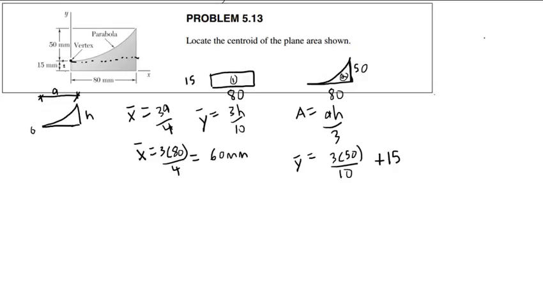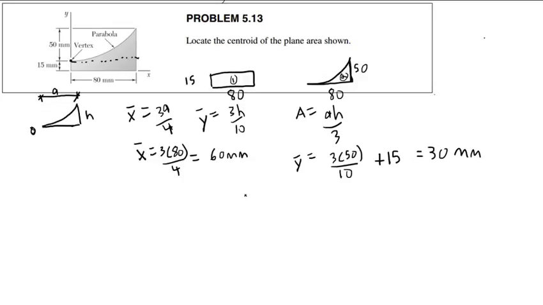See, I need to add the fifth. This formula is defined. This is the danger of using formulas. You always need to be very cognizant of where the origin is. In this formula that the book gives us, the origin is conveniently located at the bottom left of the spandrel. But here the origin is 15 units below this. So we're actually going to need to add the additional 15 to get up to here. So this is then 30 millimeters.